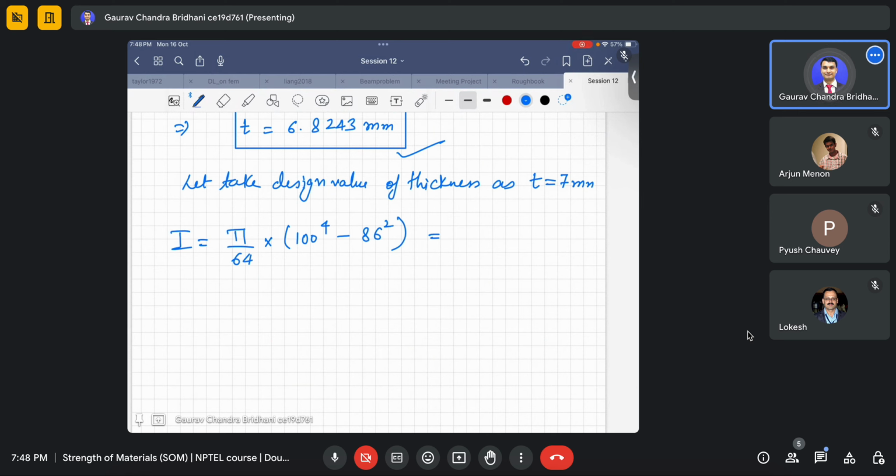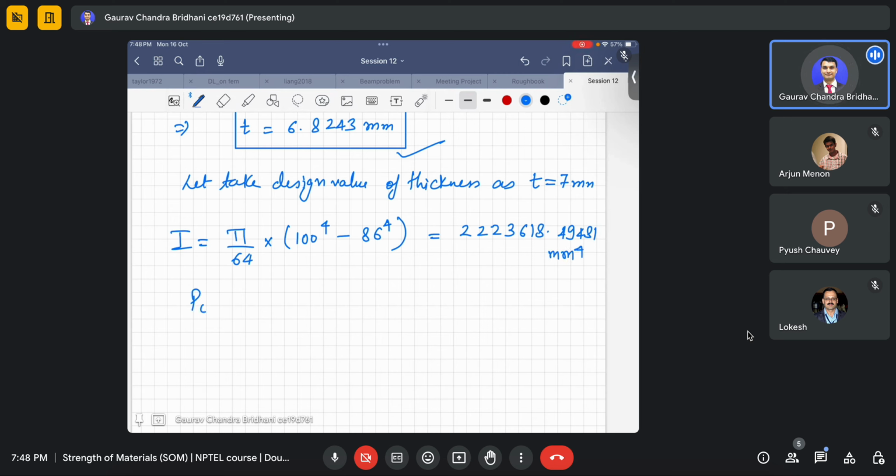What is this value? 100 to the power 4 minus 86 to the power 4, multiplied by pi divided by 64. I am getting this value as 2223618.49481 mm4. Correct, this is the value.